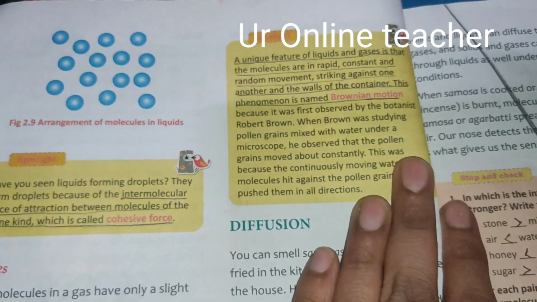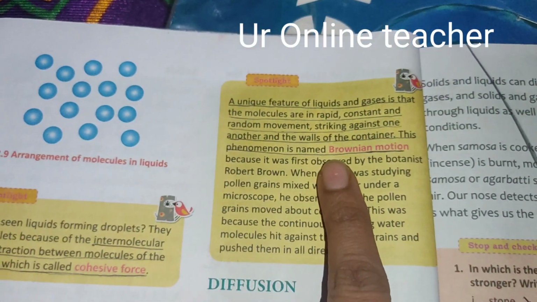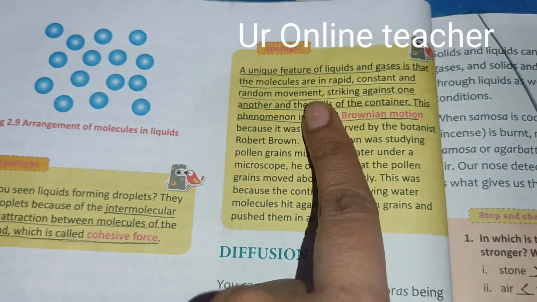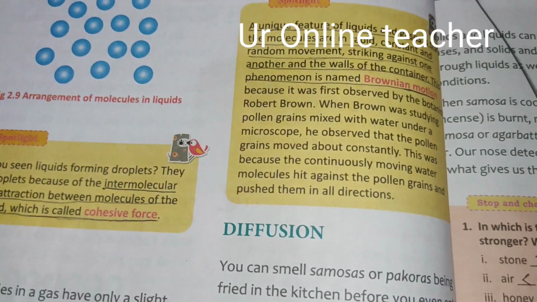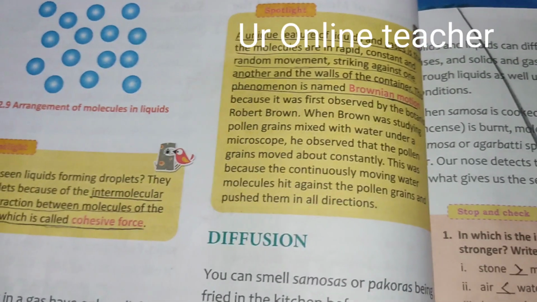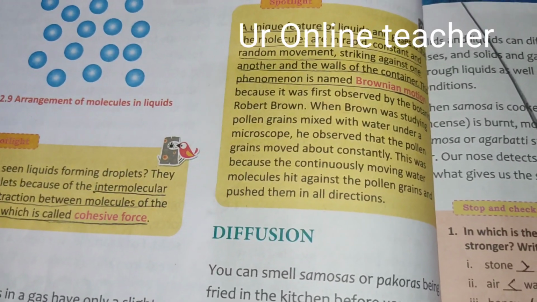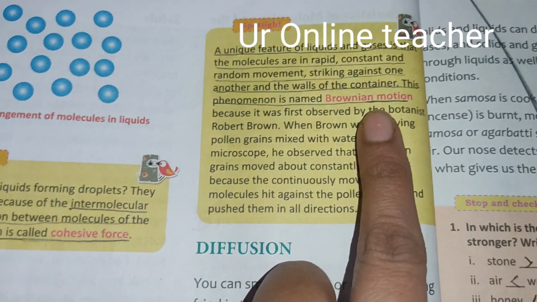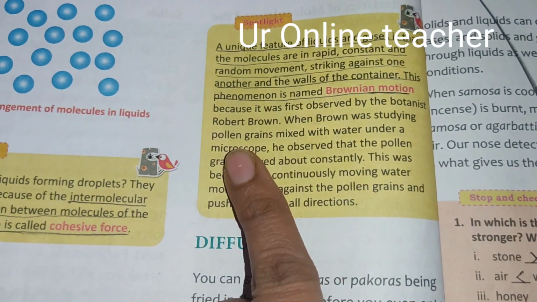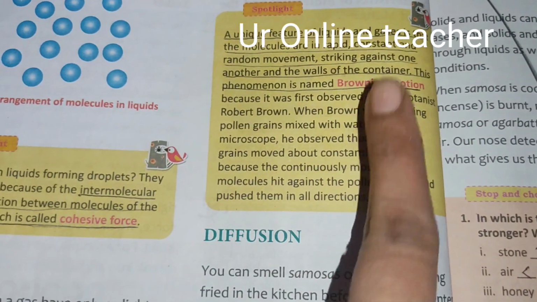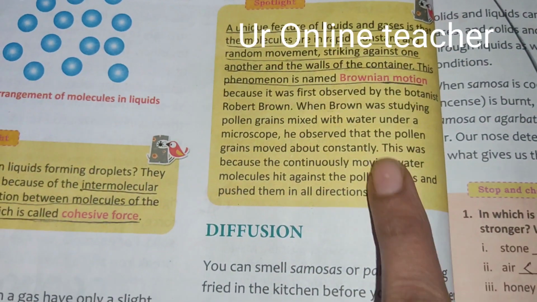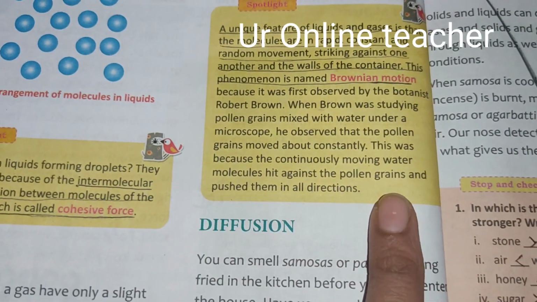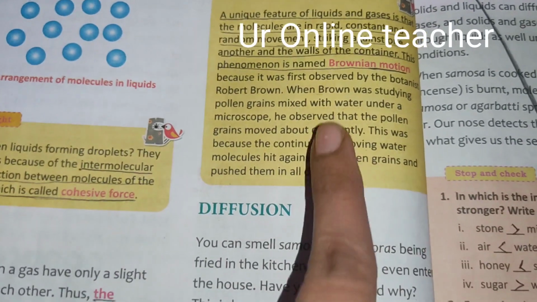And one more unique feature is called Brownian motion. In liquids and gases, there will be rapid, constant and random movement. They are moving rapidly and continuously so that they strike one another and also strike the walls of the container, and it is called Brownian motion. It was first observed by Robert Brown while studying pollen grains mixed with water under a microscope. That's why it is named Brownian motion. He observed that the continuously moving water molecules hit against the pollen grains and pushed them in all directions.